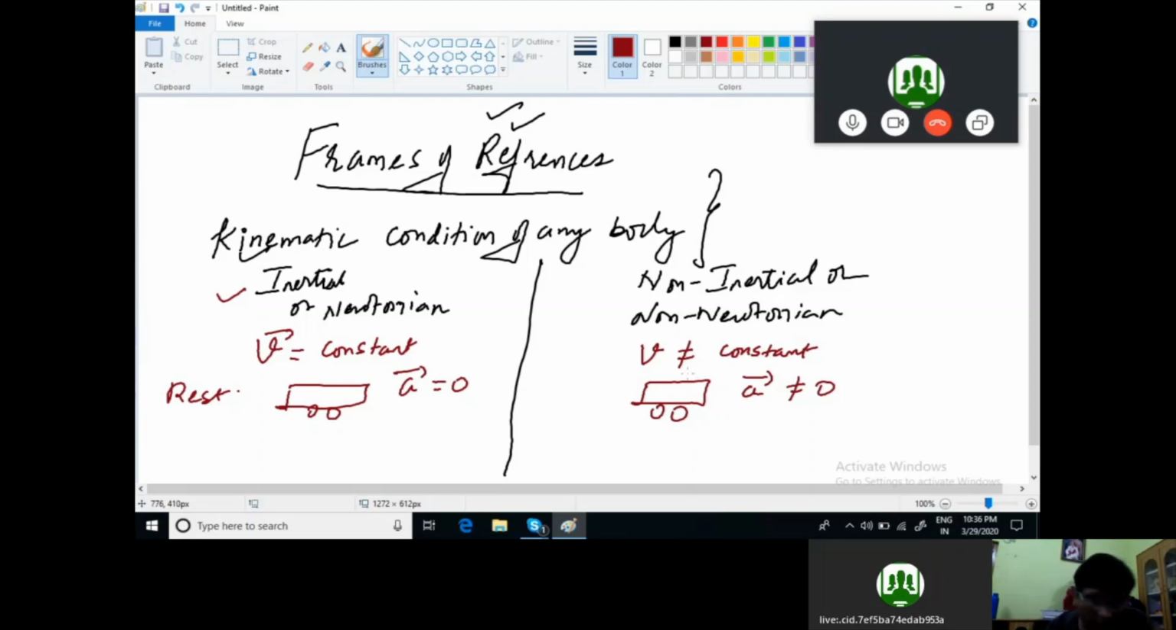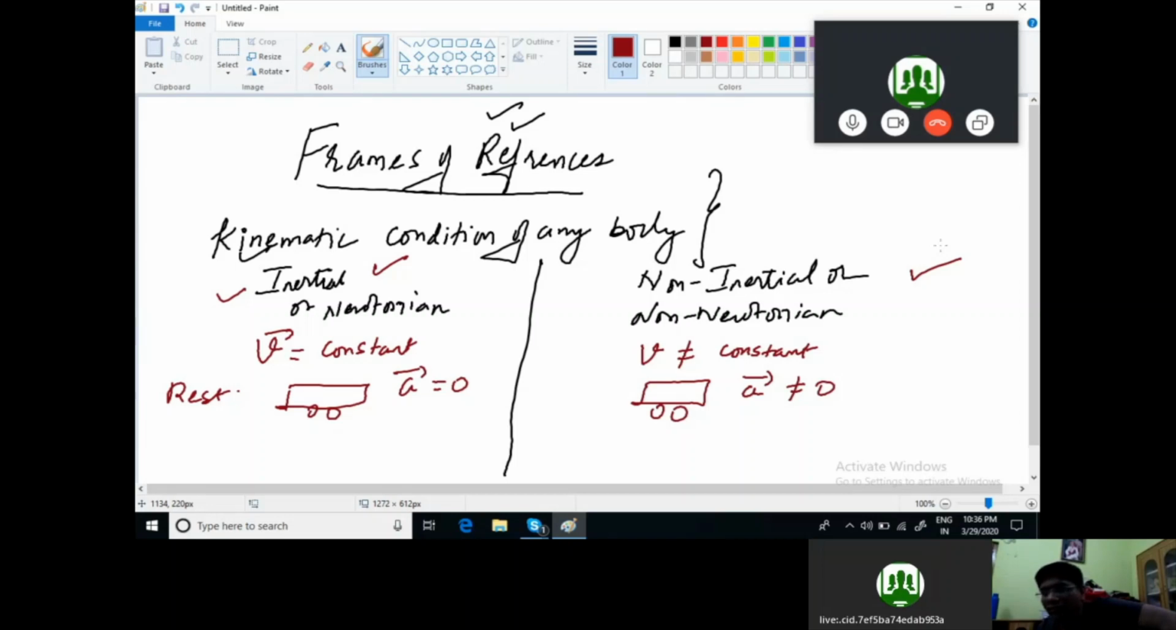But the very important part is this: whether you solve the question with the help of an inertial frame or with the help of a non-inertial frame, the answer will be the same in both cases. दोनों cases में same answer आएगा. आप inertial frame से question को solve करें चाहे non-inertial से करें.